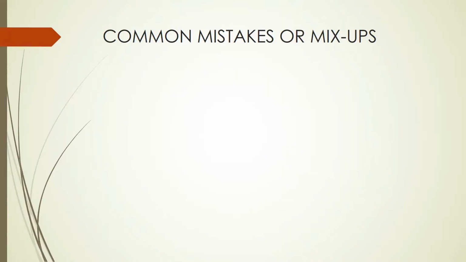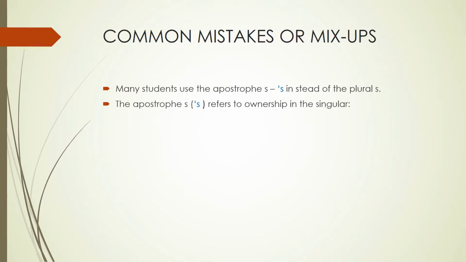Now, finally, I want to say something about common mistakes or mix-ups that students make. Many students use the apostrophe s instead of the plural s. The apostrophe s, formed by the apostrophe sign and an s, refers to ownership in the singular. Example: Janet's dog, the car's engine, Eric's children.